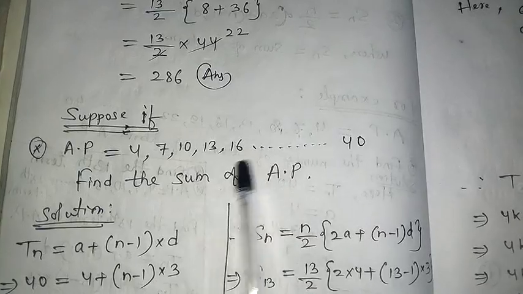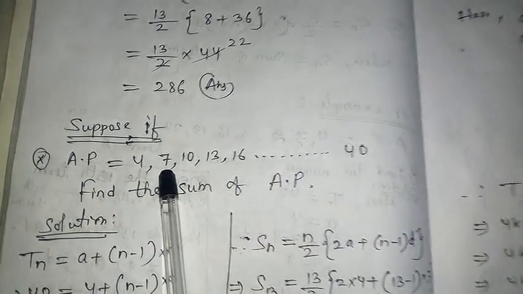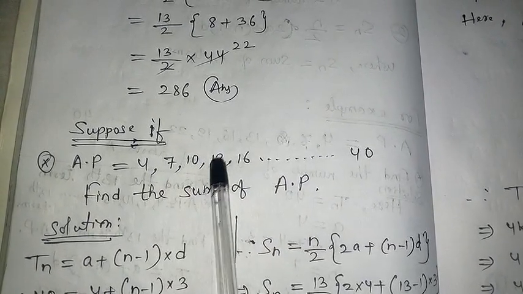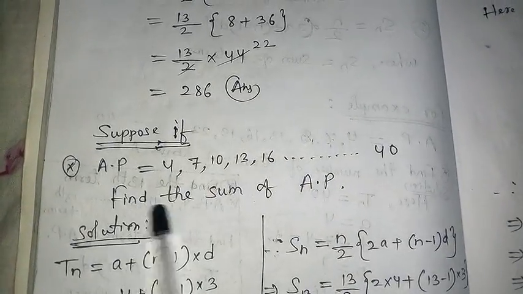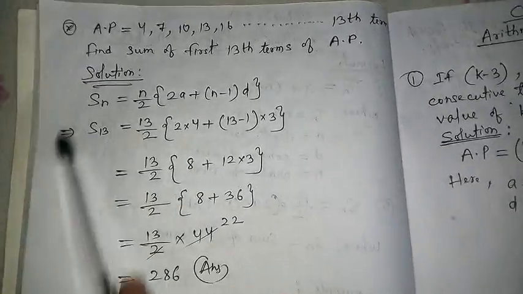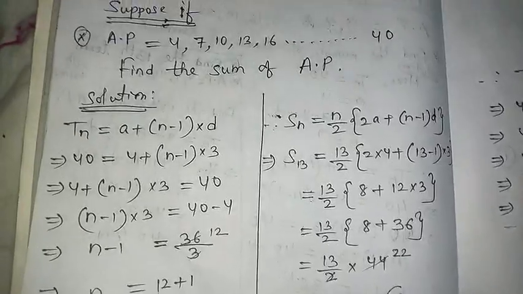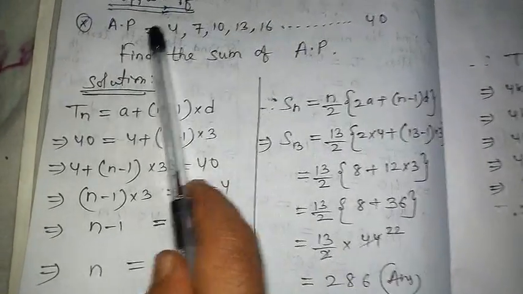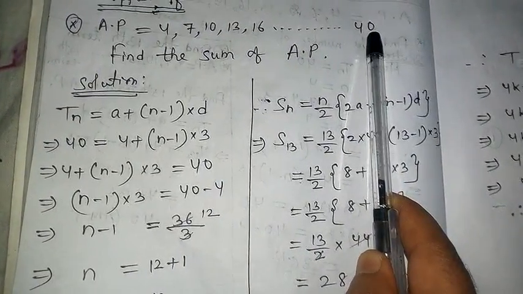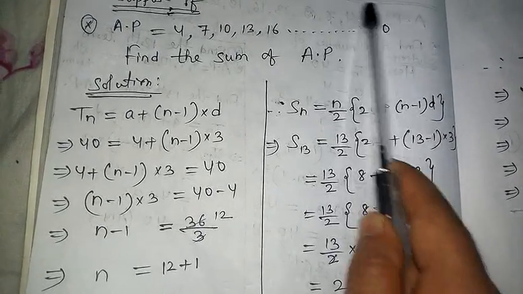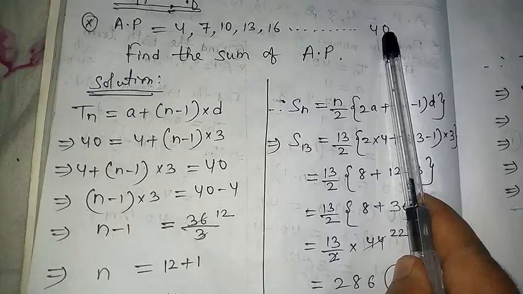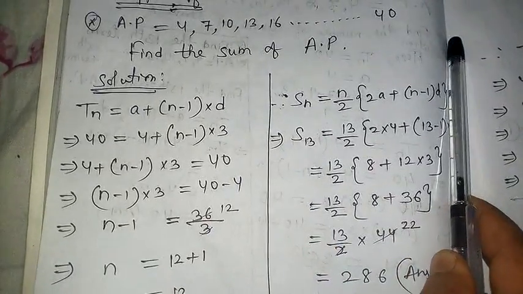Suppose I wrote the same AP, 4, 7, 10, 13, 16, up to 40, with the same formula. It is the same question, but there I wrote 13 terms and here I wrote 40. Now the question is, find the sum. Can I do it directly here? No. Why? Because here I don't know what n is. In the first question it was 13 terms, so 13 was n, but 40 is the last term of the AP.